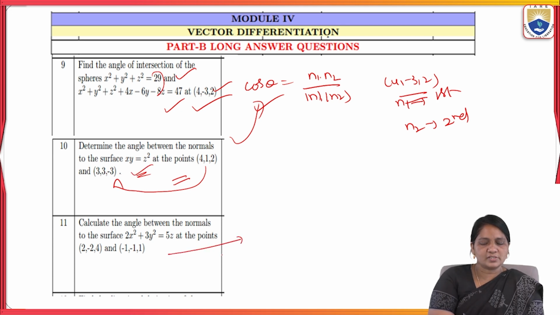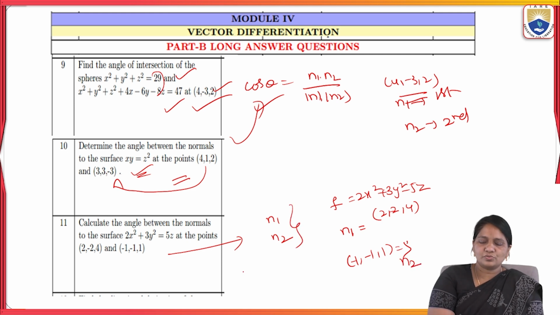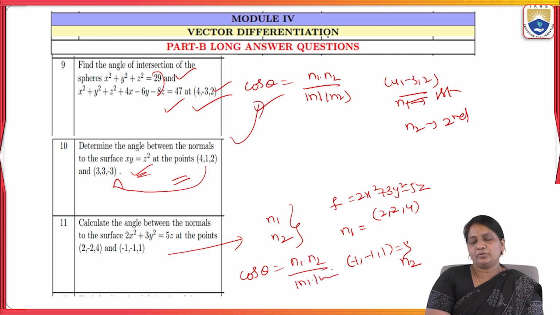And here also in the same way, first we have to calculate the n1 and n2 for the function, that is 2x square plus 3y square minus 5z. For the first point, that is (2, minus 2, 4), we are going to get the n1 value. For the second point, that is (1, minus 1, 1), from this we are going to get the n2 value. By using these two, we can calculate the cos theta, that is n1 dot n2 by det of n1 into det of n2.